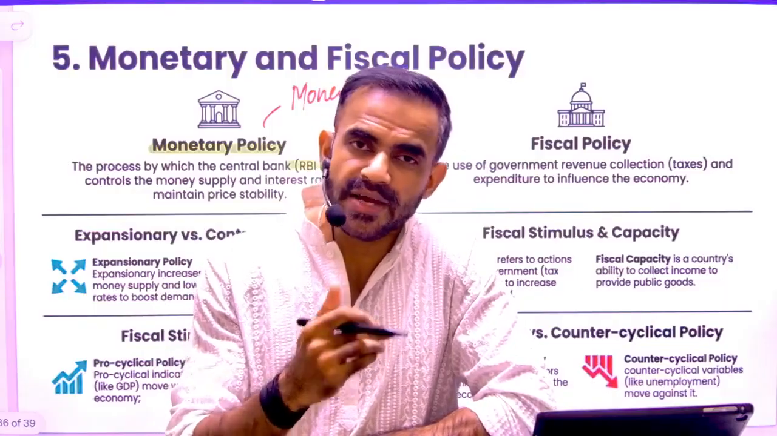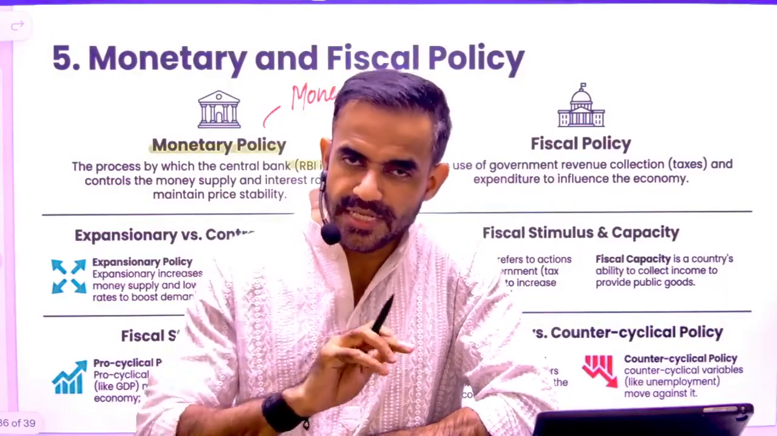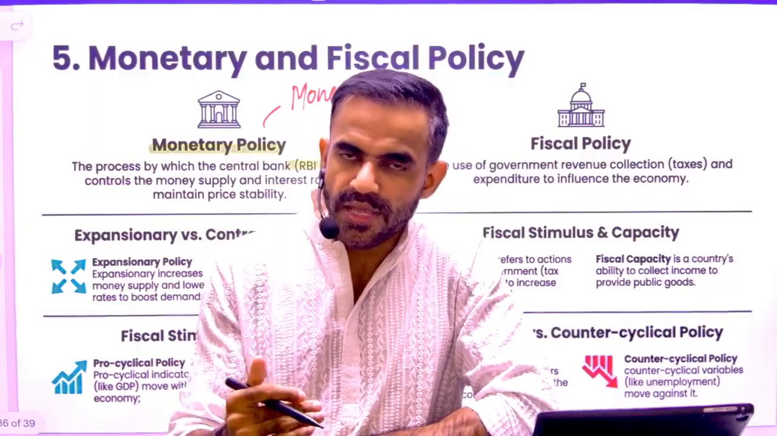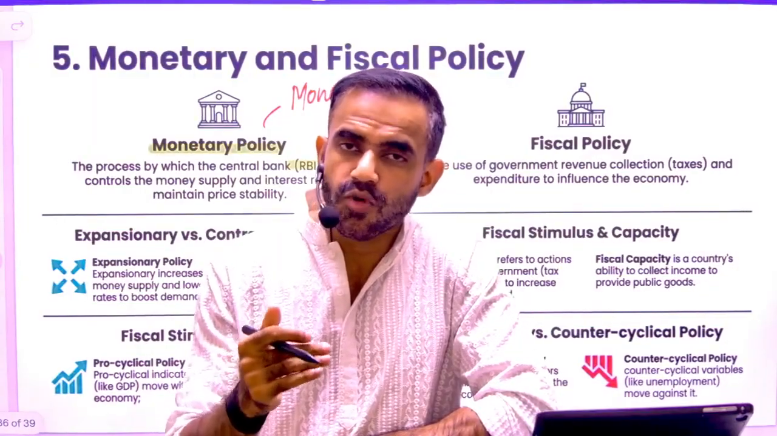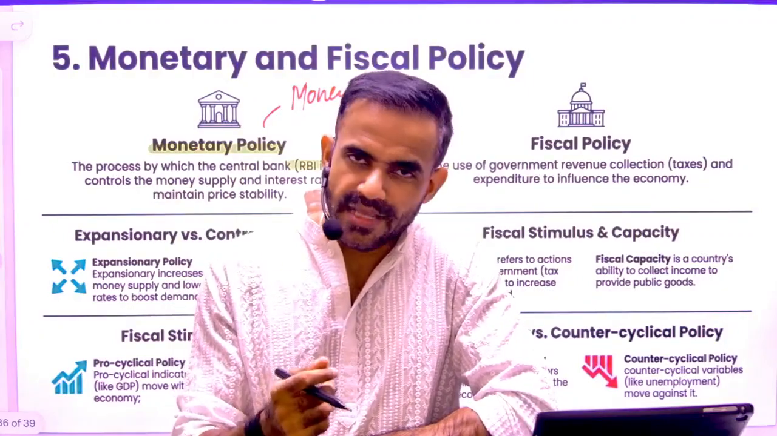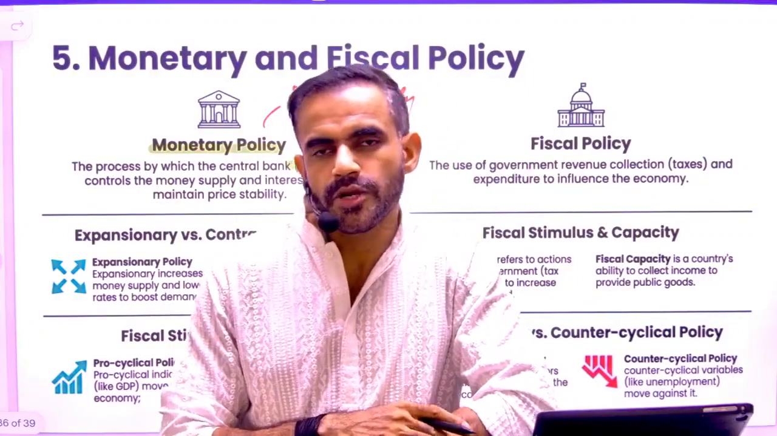When RBI increases the money supply, that simply means it is pumping more and more money. More and more money means more and more borrowing. More and more borrowing basically means more and more demand. That will increase the demand for products, and therefore the companies will have to produce more.